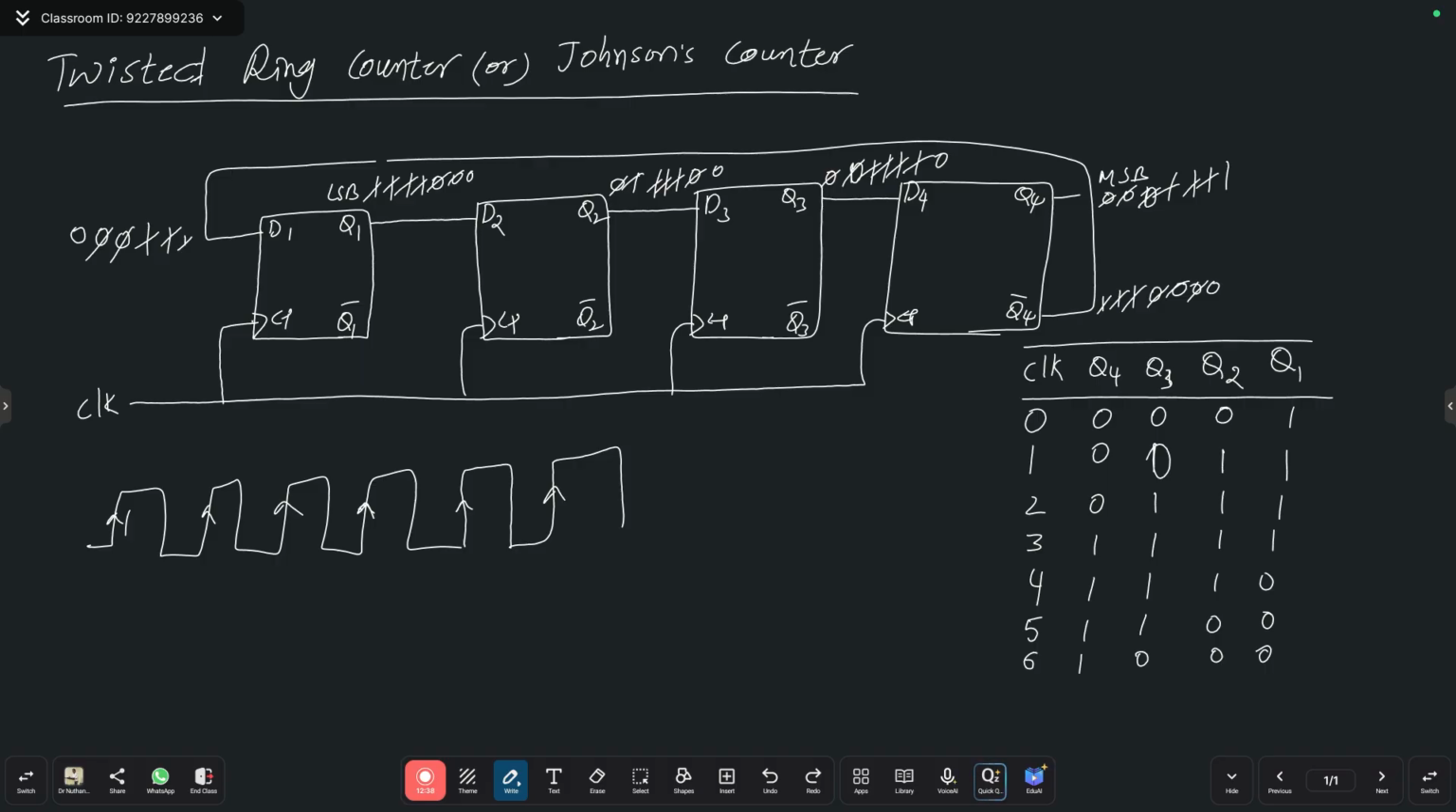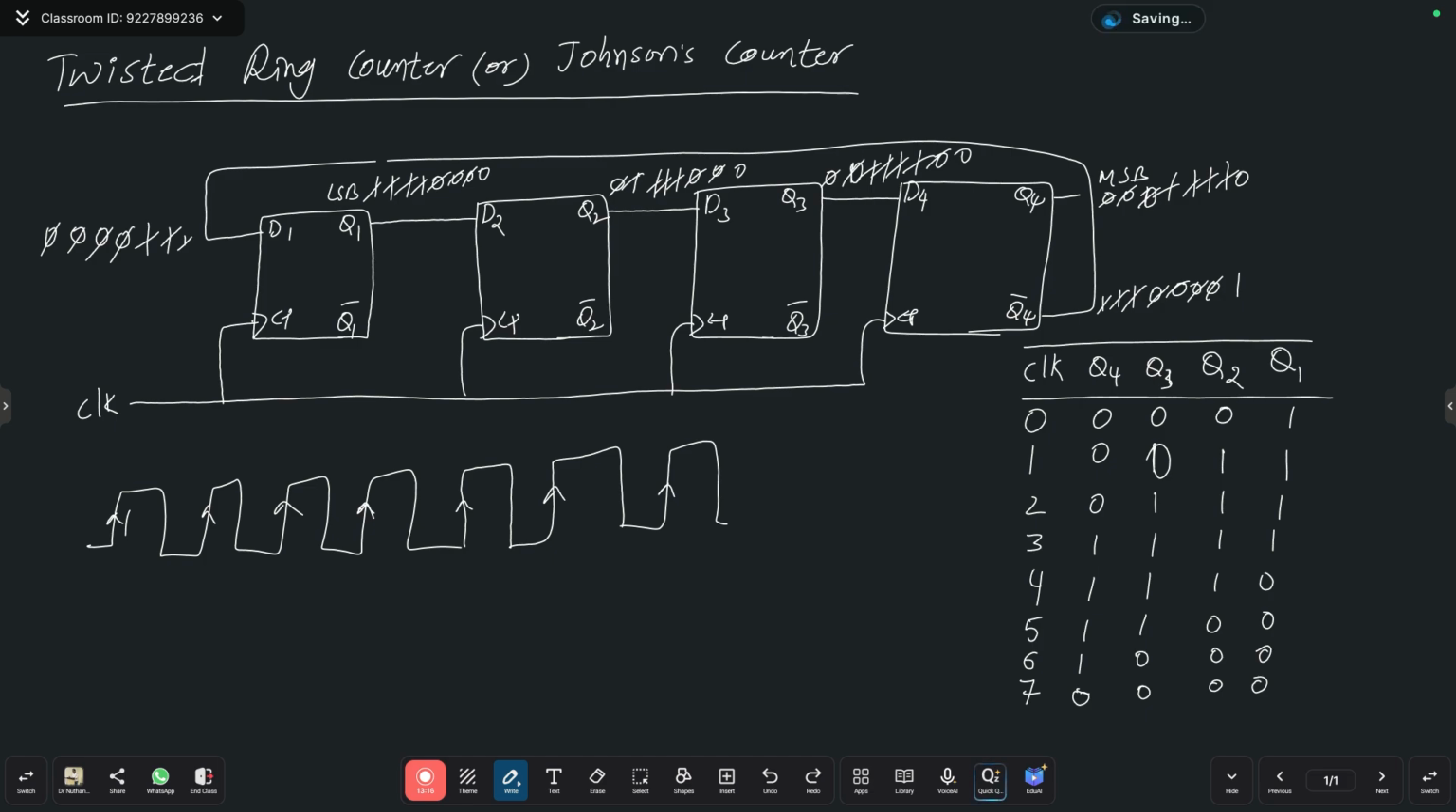Next, before giving clock, this 0 will come here, ready for this. Next I am giving clock. Then what is happening? This 0 moves to here, 0 moves to here, 0 moves to here, that 0 moves to here. Now it is a 1. So tell me, 0, 0, 0, 0. Okay.